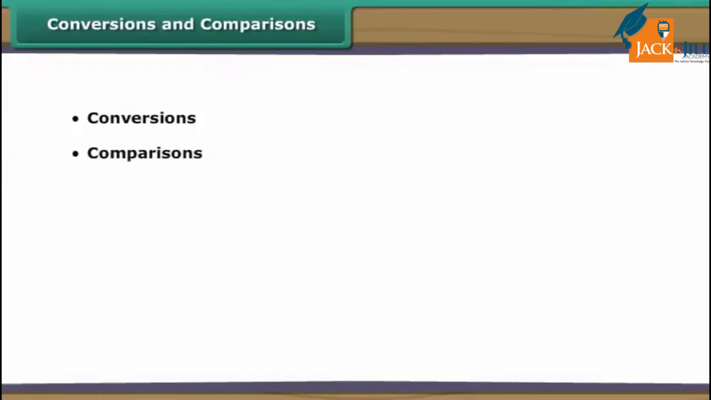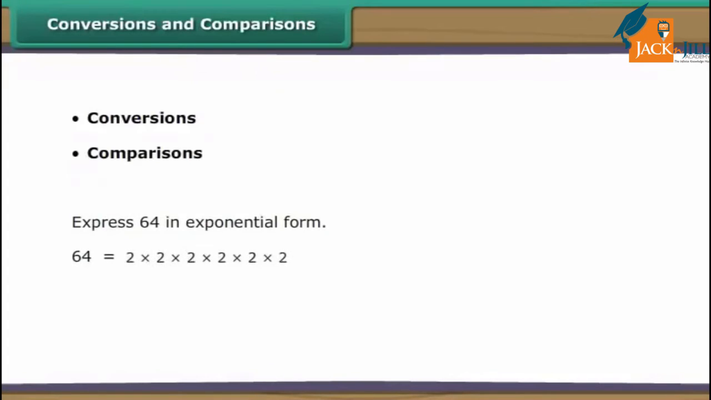Conversions. Let us begin by expressing 64 in exponential form. 64 can be written as 2 into 2 into 2 into 2 into 2 into 2. Since 2 is multiplied with itself 6 times, it can be written as 2 raised to the power 6. Therefore, 64 is equal to 2 raised to the power 6.